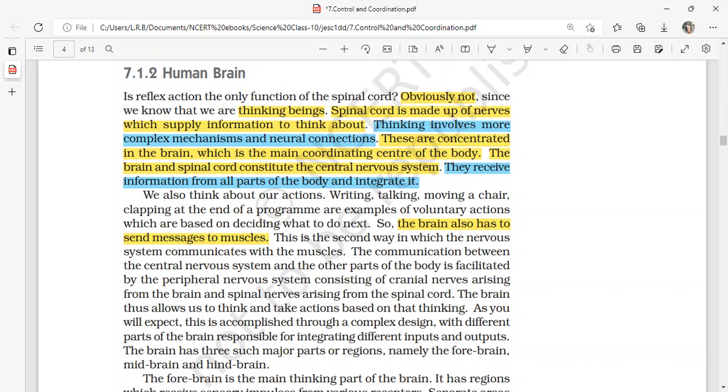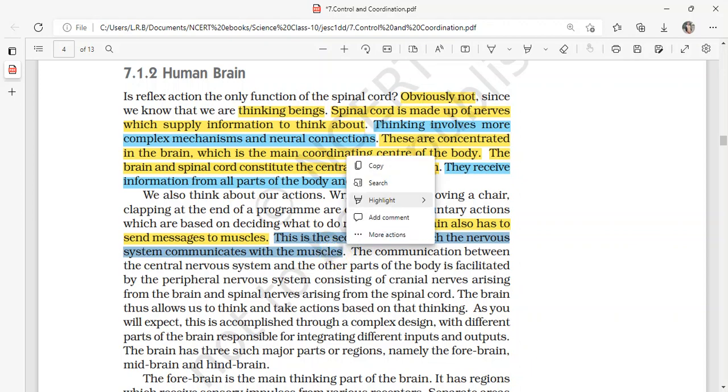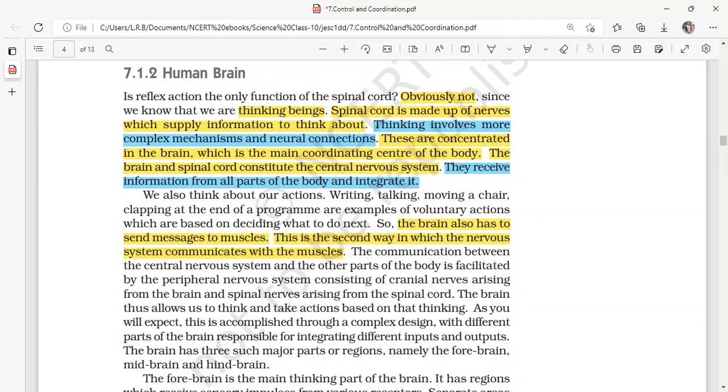It is the same case; it will be thinking what to do next. The brain also has to send messages to the muscles. The muscles must be ready to clap or to join the hands. So this is the second way in which the nervous system communicates with the muscles. One is the direct response action, and the other is what to do next, in advance. One is for the quick action, another for the in-advance things.